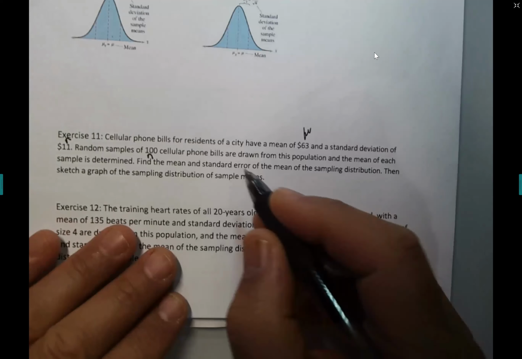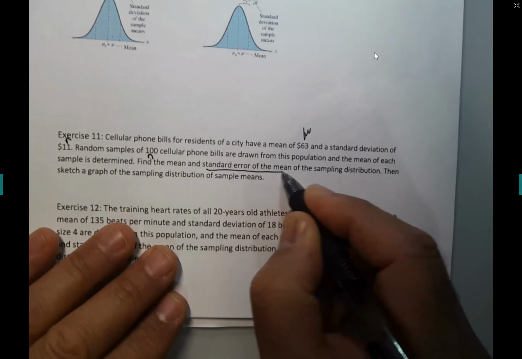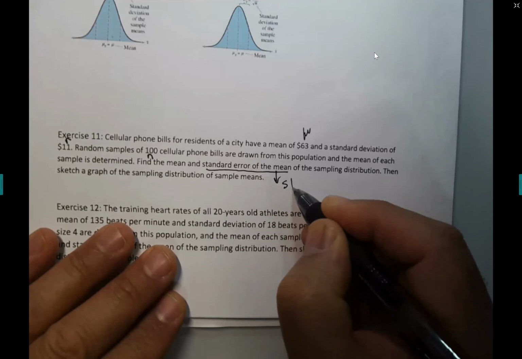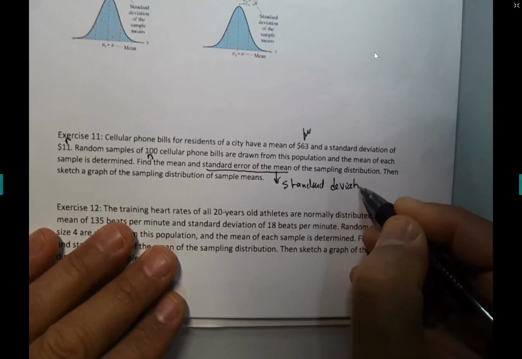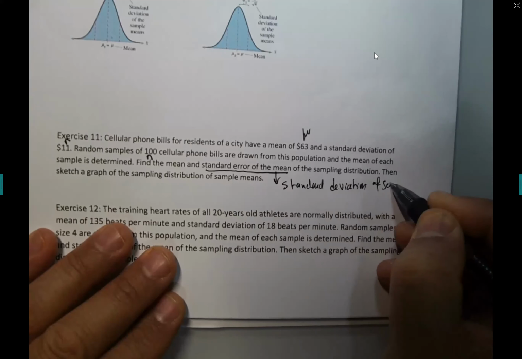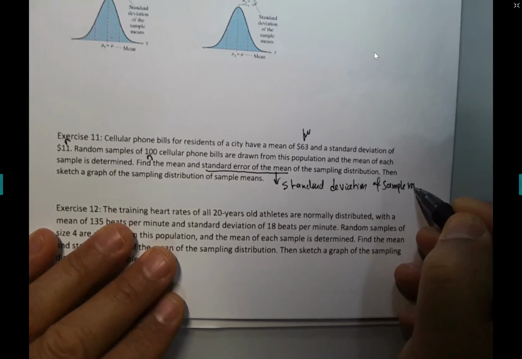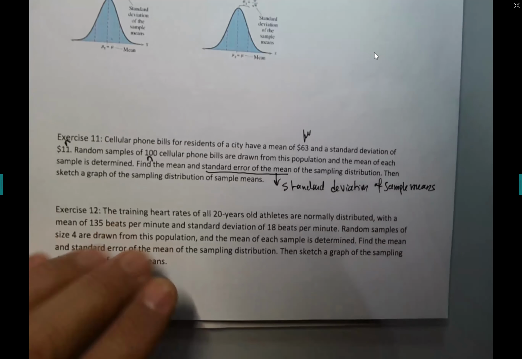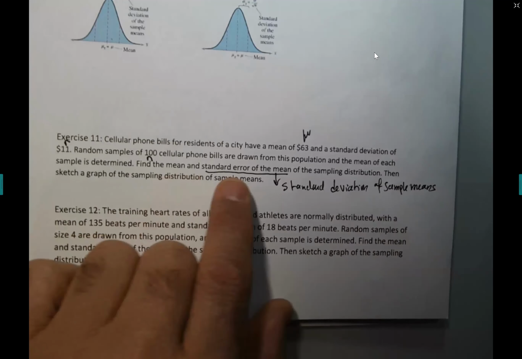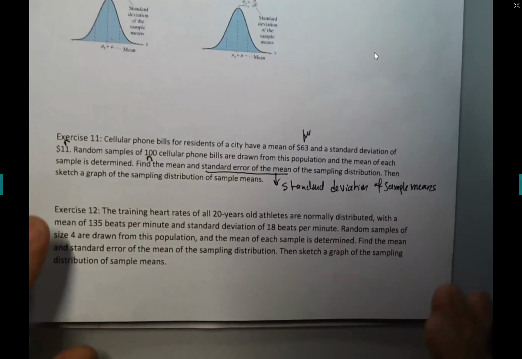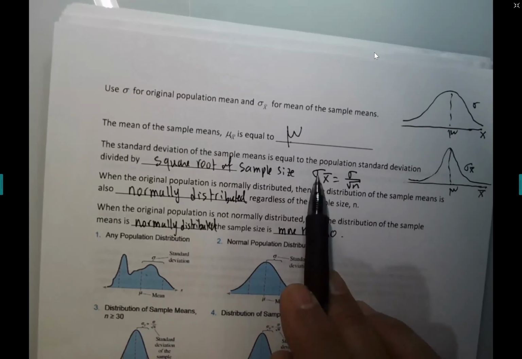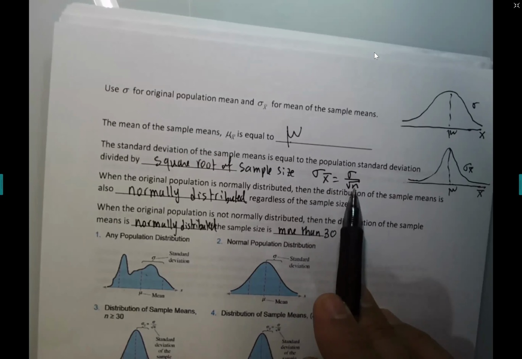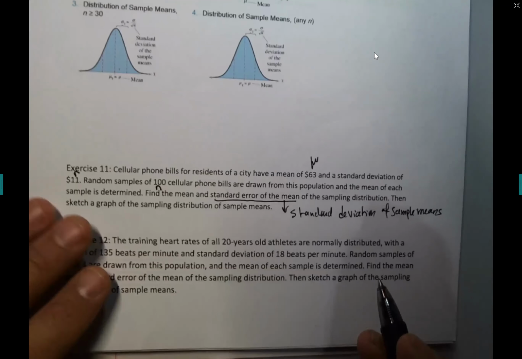Let me tell you what the standard error means here. It means the standard deviation of the sample means. So he wants the mean of X bar and the sigma of X bar. Well, I already stated that for you guys. The mean of X bar is the original mean, and the sigma of X bar is sigma over square root of n. So to answer this question, guys, it's very straightforward.